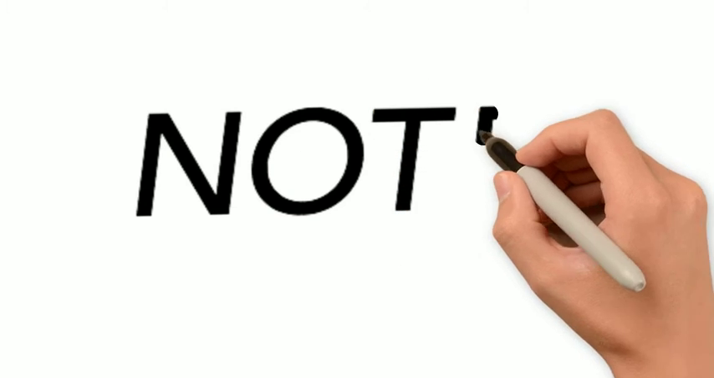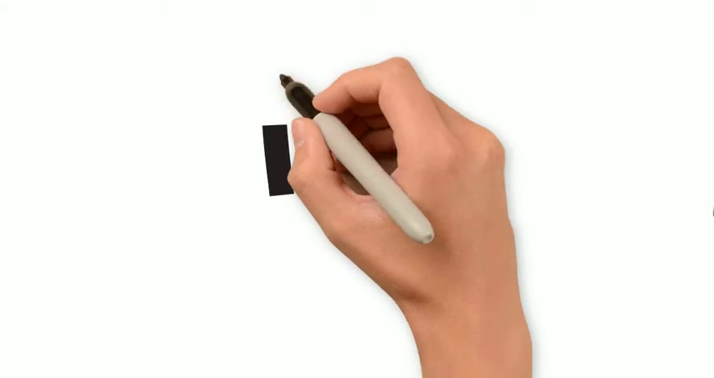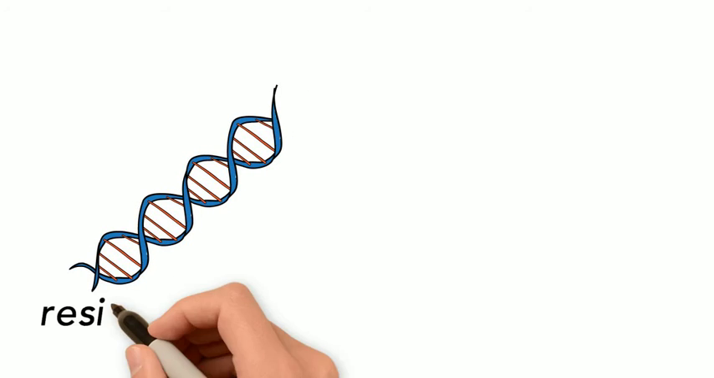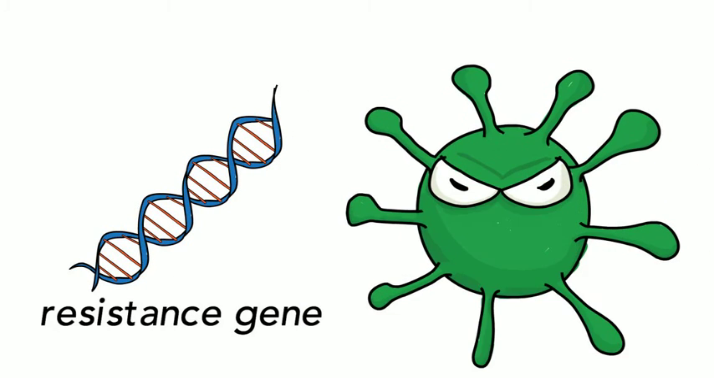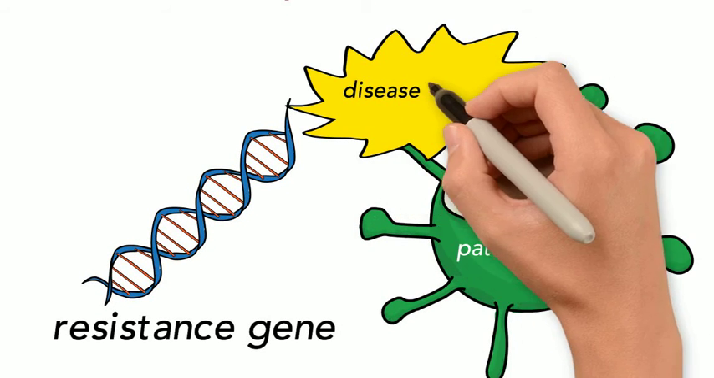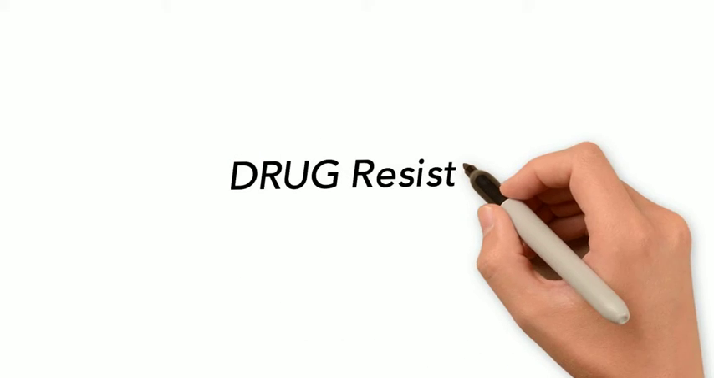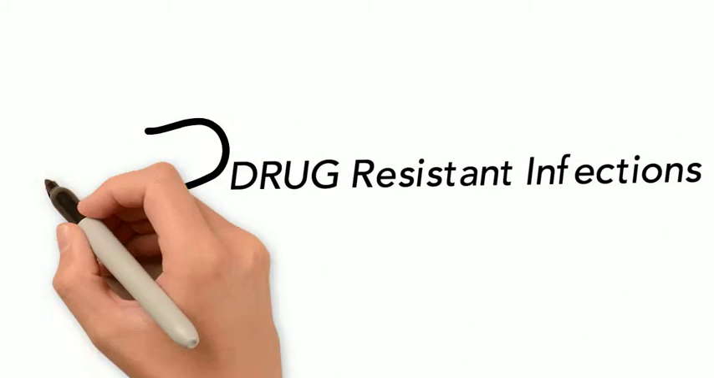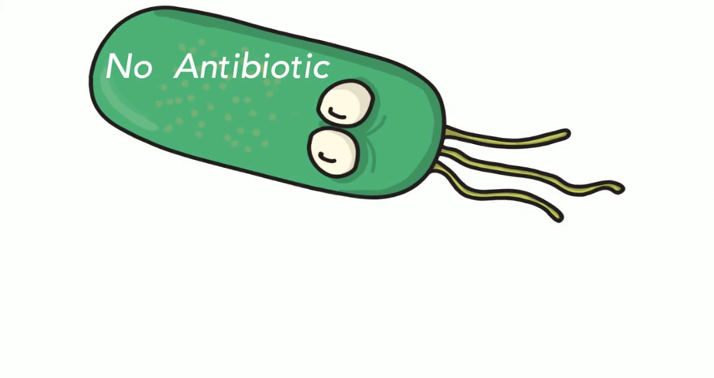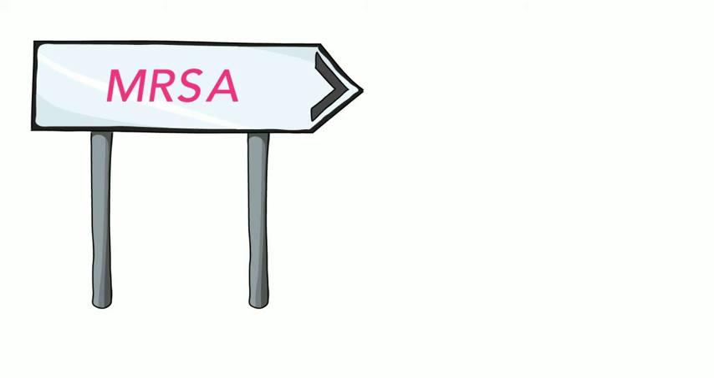Please note that bacteria can and do transfer genetic material, so the serious problem arises when bacteria transfer the gene for resistance into pathogenic bacteria, or disease-causing bacteria. This results in drug-resistant infections, infections for which there is absolutely no effective antibiotic. There are now superbugs such as MRSA, which are resistant to many strains of antibiotic.